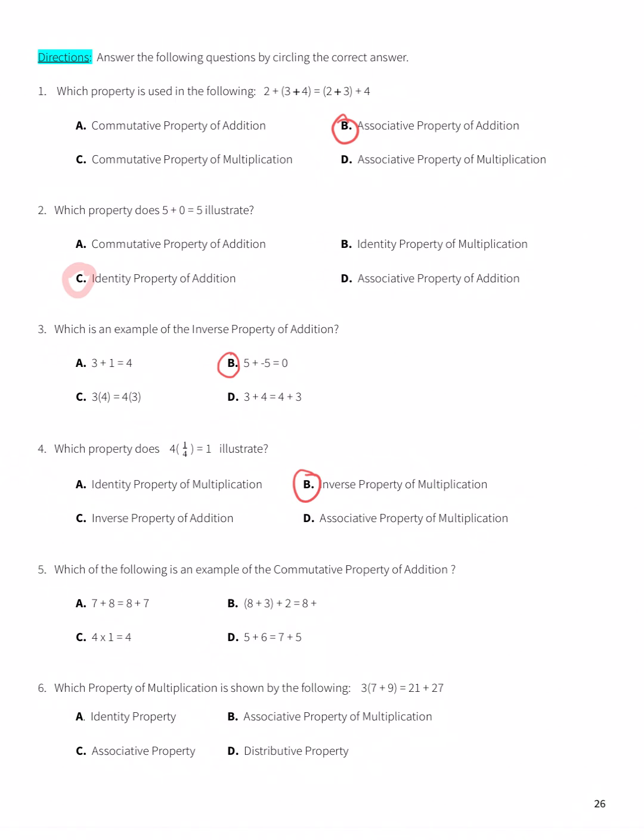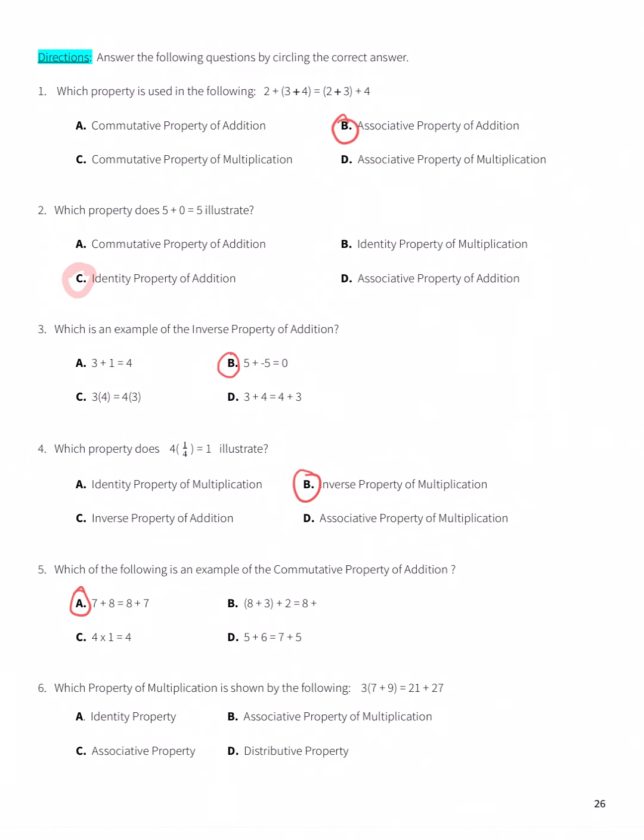Next, which of the following is an example of the commutative property of addition? Commutative refers to how the numbers are moved around, and we're looking at addition. So we have to find the problem that has the same numbers on both sides. Oh, right here, same numbers on both sides, and they're adding, and they're just moved around. They're in different orders. So the answer for this would be A.